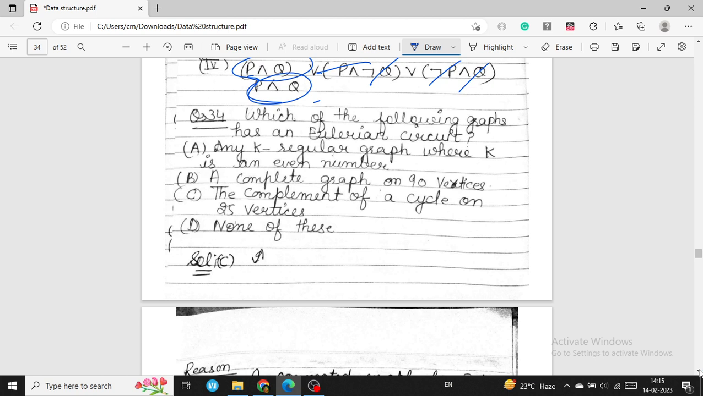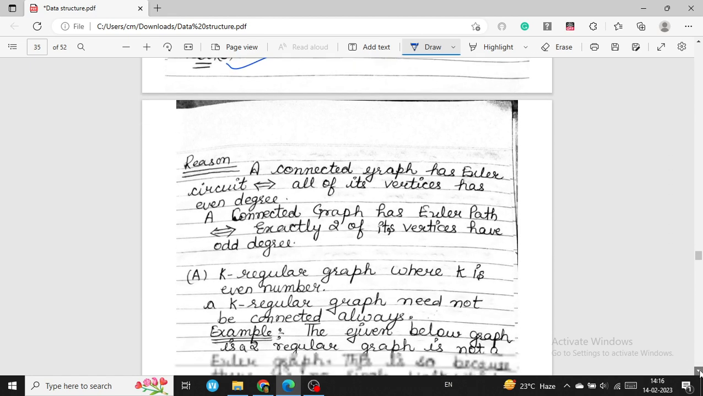Next, which of the following graphs has an Euler circuit? Euler circuit means any k regular graph where k is an even number. The options are: a complete graph on 90 vertices, the complement of a cycle on 25 vertices, none of these. The answer is C. How? You can see the reason.